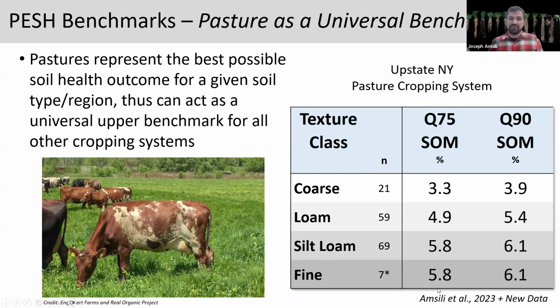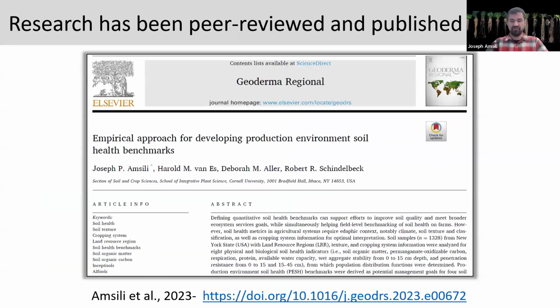So potentially benchmarking in the future could look like getting your cropping system specific benchmark, and then also looking at the pasture benchmark to see, okay, that pasture benchmark is not realistic for me as an annual grain farmer, but it's useful for me to know where that is in terms of understanding where I'm at. And now I'm going to hand it over to Debbie.